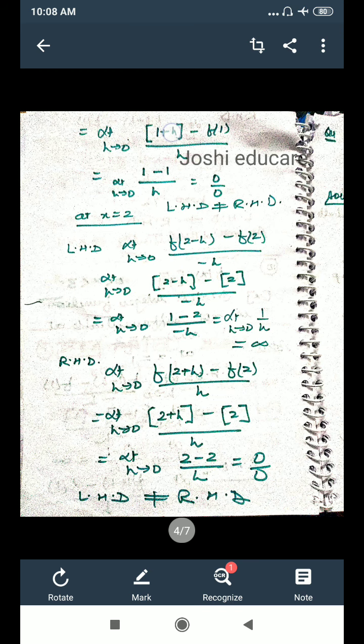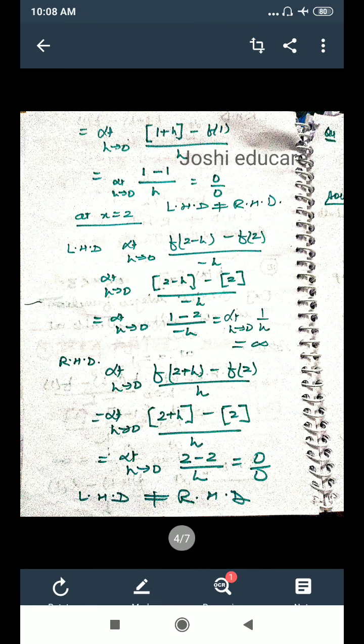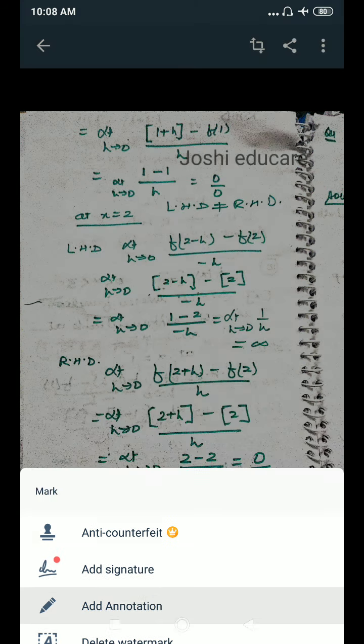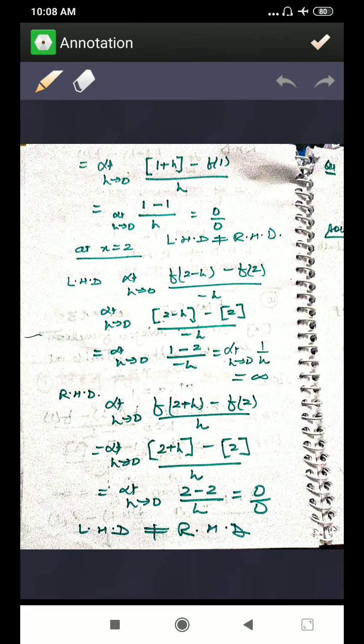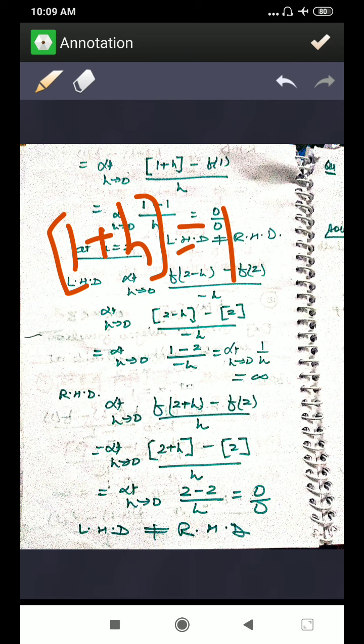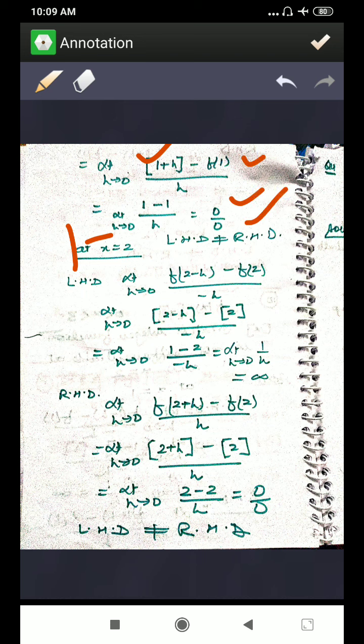So f of 1 plus h will be the greatest integer function 1 plus h minus f1 divided by h. So greatest integer function 1 plus h I have just explained, it will be 1 only. F1 is also 1 only. So this is 1, this is 1. So it is 0 divided by h. So it is 0 by 0 form. Earlier we got 1 by 0. So both are not equal. So we can say left hand derivative is not equal to right hand derivative, means function is not differentiable.